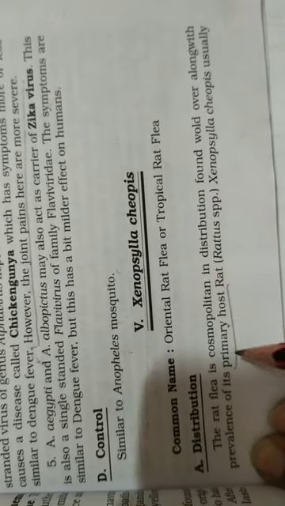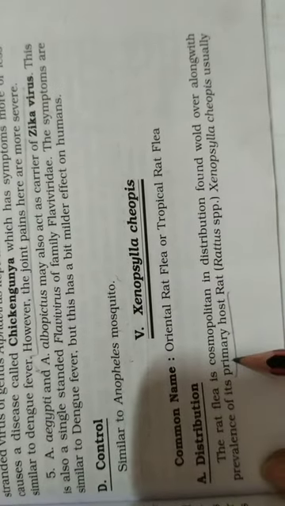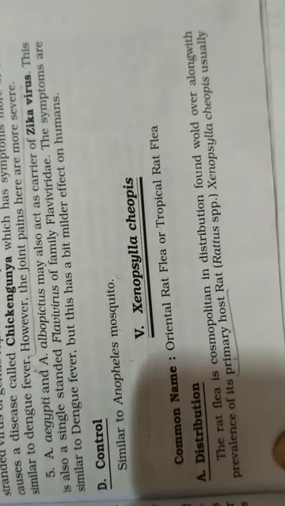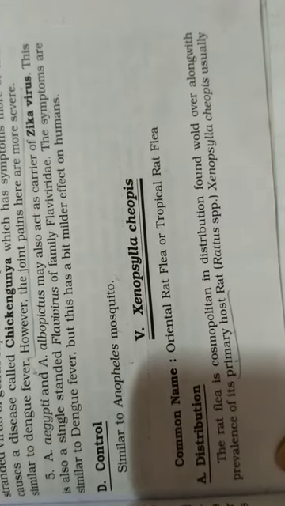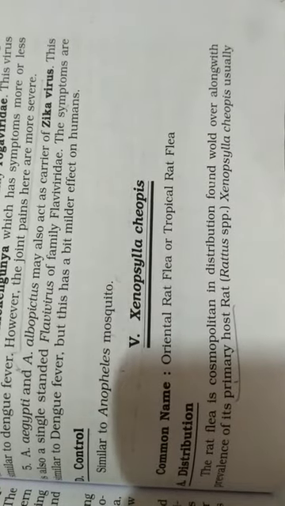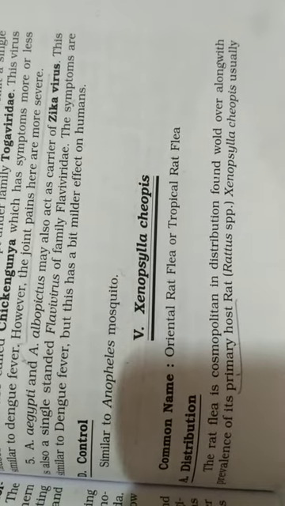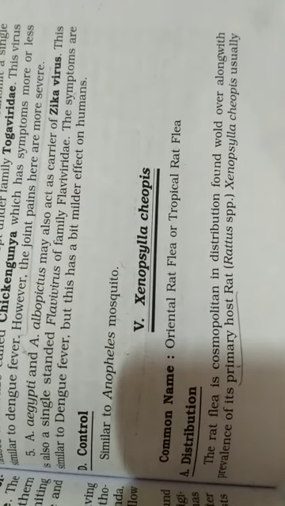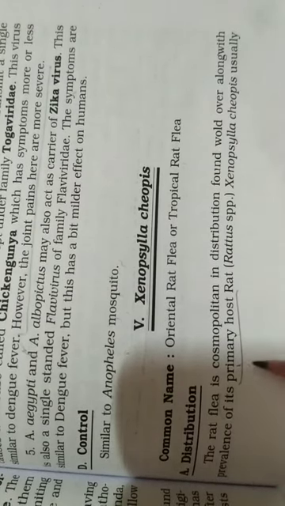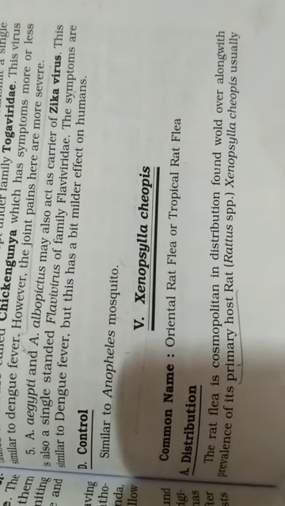Now, the next and the last insect of medical importance is the Xenopsylla. Xenopsylla is also called as the tropical rat flea or the oriental rat flea. Talking about the distribution of the oriental rat flea, it is cosmopolitan, that is, it is seen in most of the parts of the world, and the primary host is the rat.